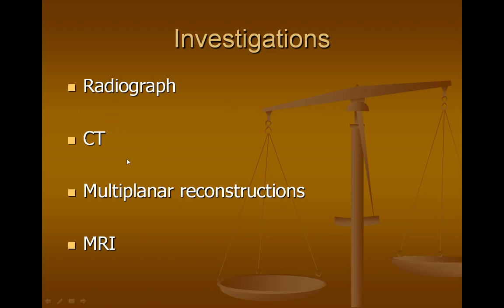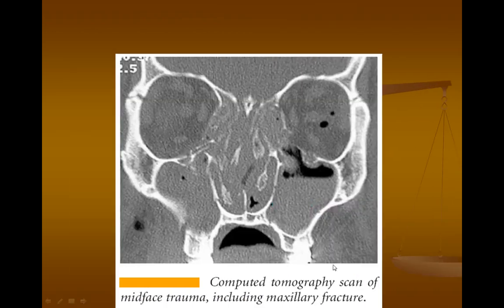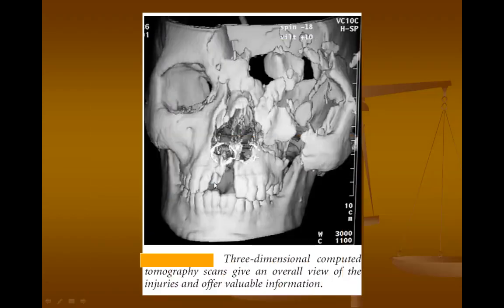Investigations are mainly radiograph, CT with multiplanar reconstruction, or MRI. Waters view. These are the CT images. Here you can see there is an orbital floor fracture. This is hemosinus. This is called teardrop sign, which means the orbital fat is hanging into the maxillary antrum, along with hemosinus, blood collected. This is the teardrop sign. Okay, this is multiplanar reconstruction of CT.